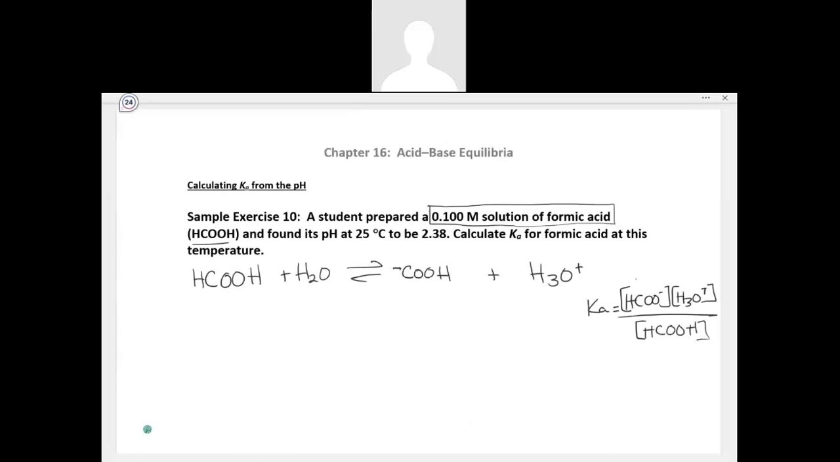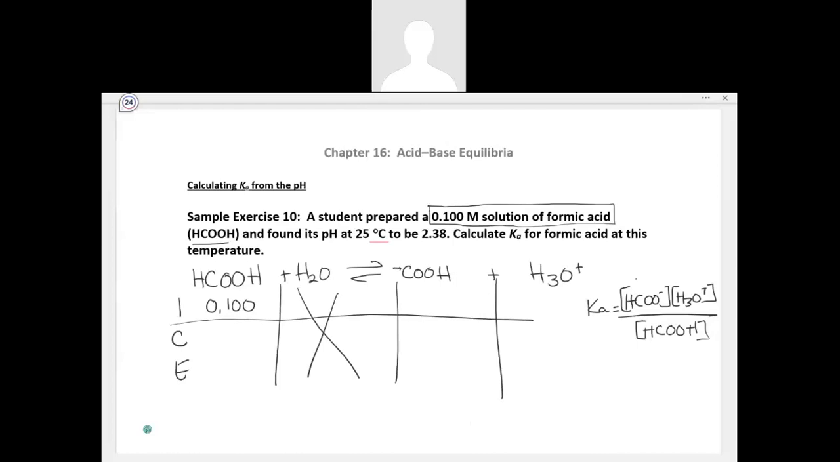So let's see what this looks like. We're going to use a technique here called an ICE table. You may have seen this in previous examples in other chapters, when we needed to find equilibrium concentrations, say for pressure or concentration. We'll use the same technique. So what are we given? We're given 0.1 as our initial concentration, so we'll plug that in there under our formic acid. And initially we have none of this product nor this product.